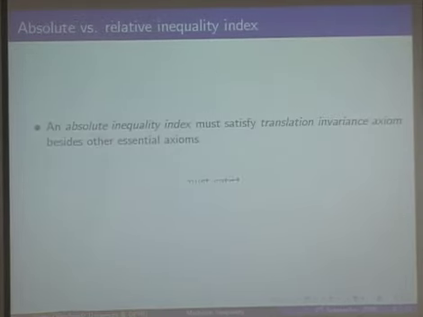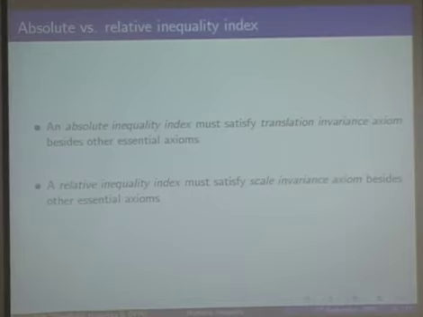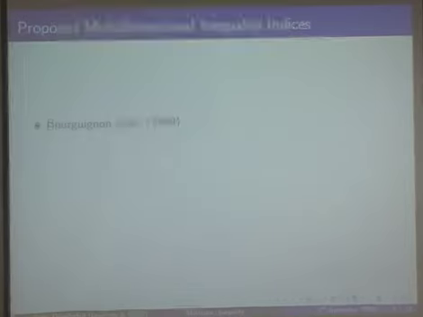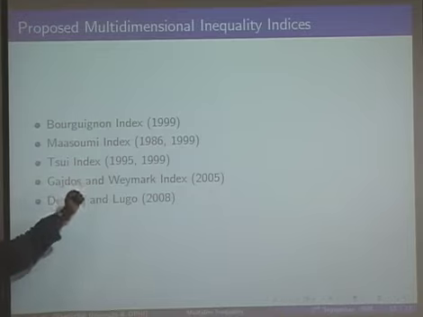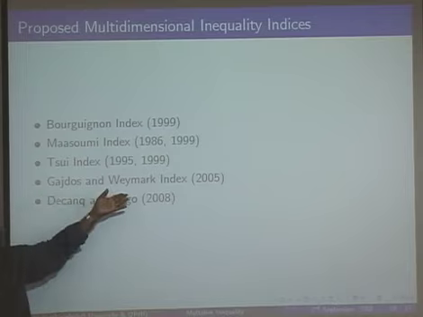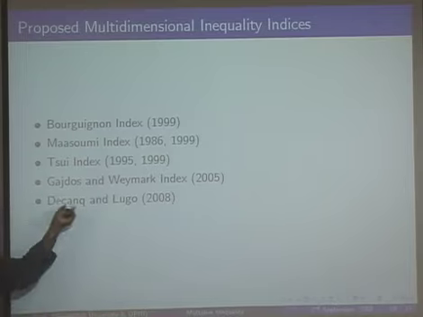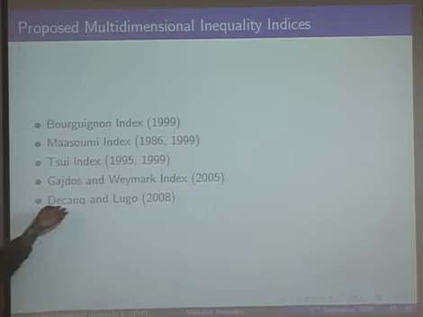So here you go, the definition of absolute and relative inequality index. An absolute inequality index must satisfy the translation invariance axiom besides others, and a relative inequality index must satisfy the scale invariance axiom by definition. So there are these inequality indices that are currently floating around. Not all of them have been applied. The first one was proposed by Maasoumi, as it seems, in 1986. Then came Tsui, then Bourguignon, then Gajdos and Weymark, and finally Decancq-Lugo, which is the most recent one. This paper has not been published yet.